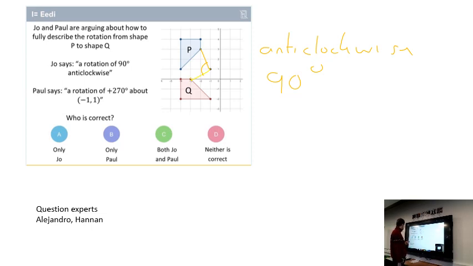So that's great. Rotation of 90 degrees anti-clockwise, which is fine, good. And here, so Joe is correct. Paul says a rotation of 270 degrees about -1 and 1. Okay, so here we have -1 and 1.